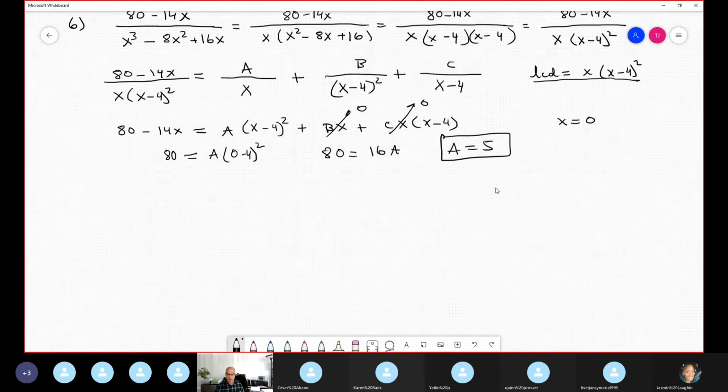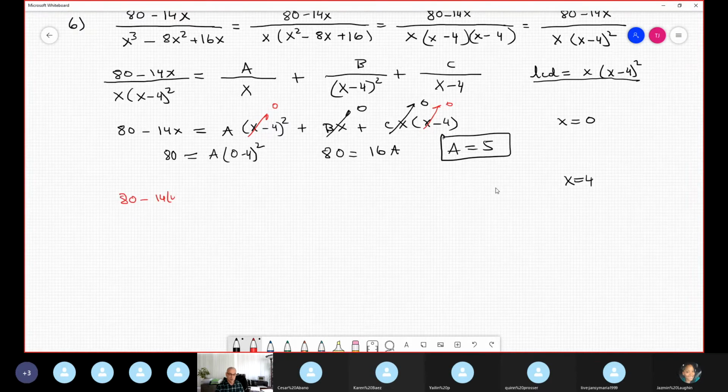Another smart value is 4. Because when you plug in 4, this is cancelled, because 4 minus 4 is 0, and this is also cancelled. Only B stays alive. So, 80 minus 14 times 4 is equal to B times 4, so 4B, because x is 4. 14 times 4, this is 56.